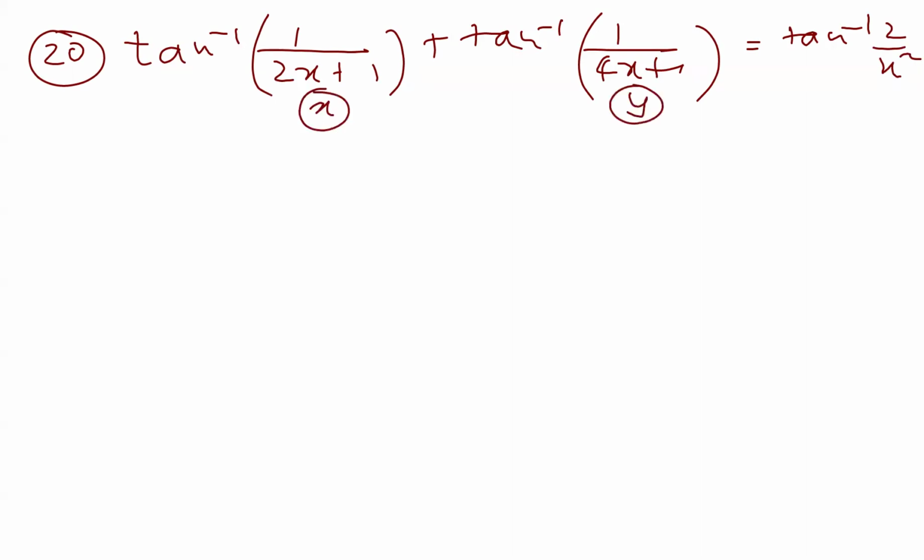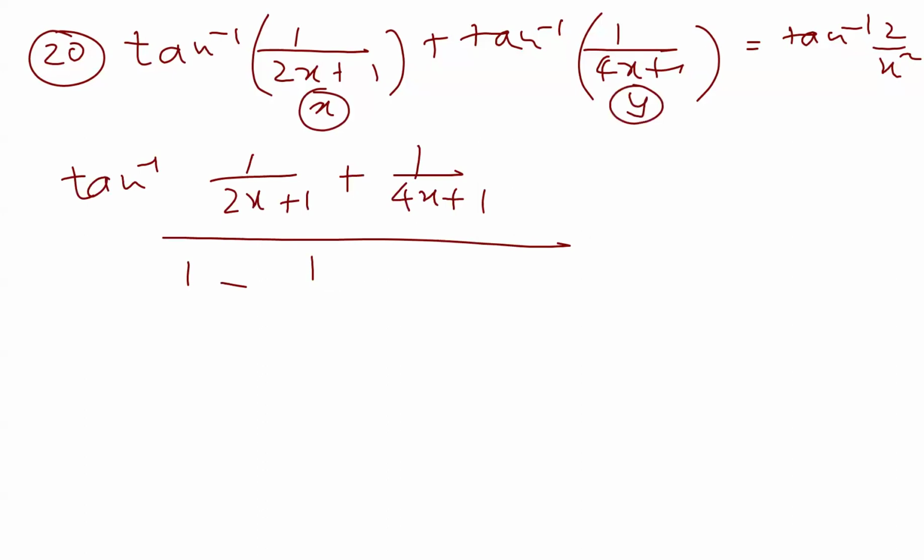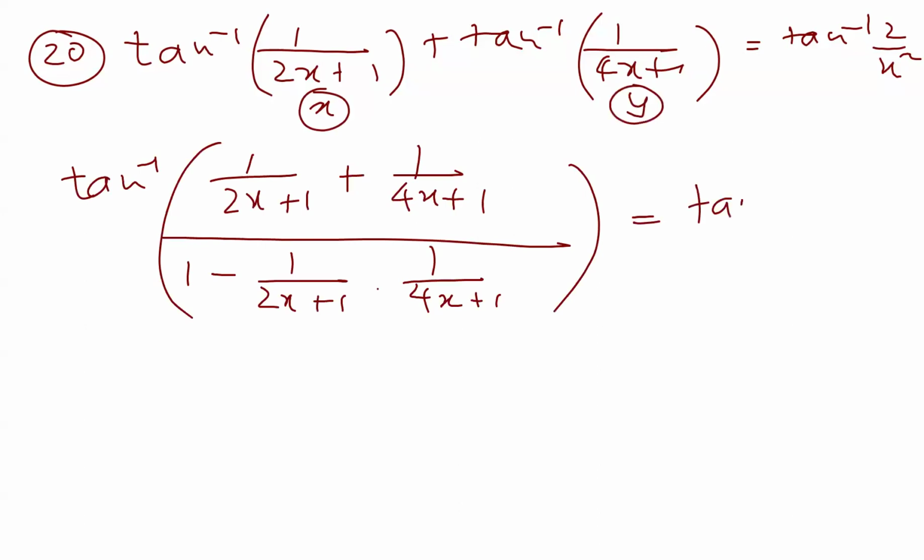So we can apply tan inverse of x plus tan inverse of y, which is equal to tan inverse of x plus y upon 1 minus x into y. Okay, now by comparing, tan inverse and tan inverse will get eliminated. So we are left with this entire thing which is equal to 2 upon x square.